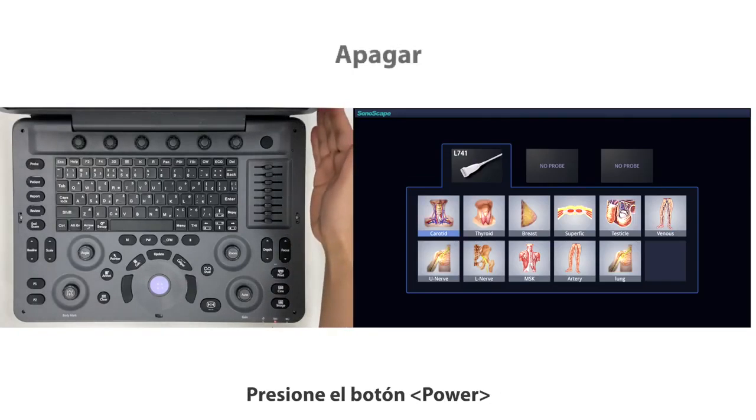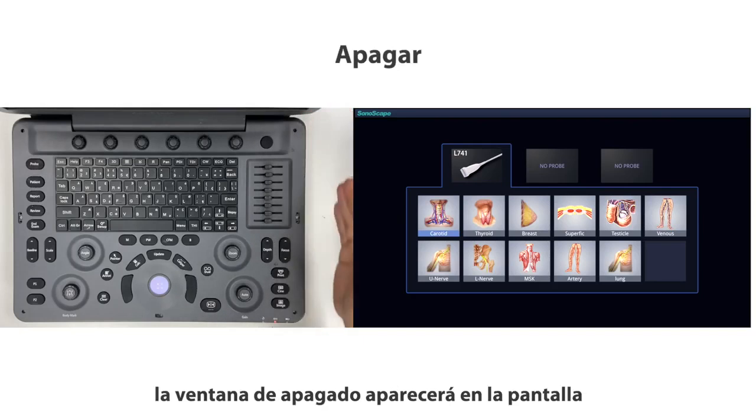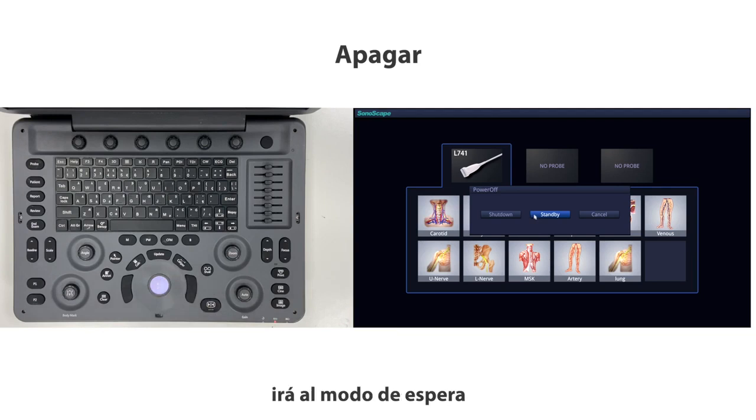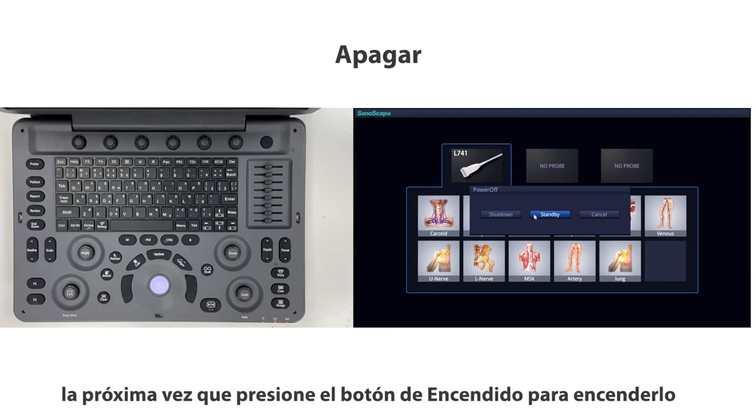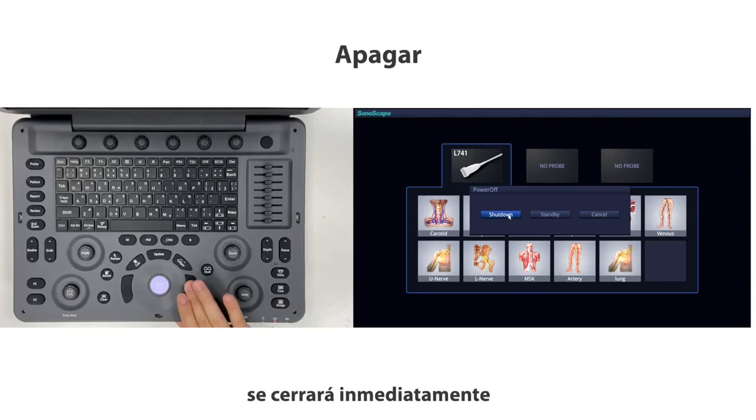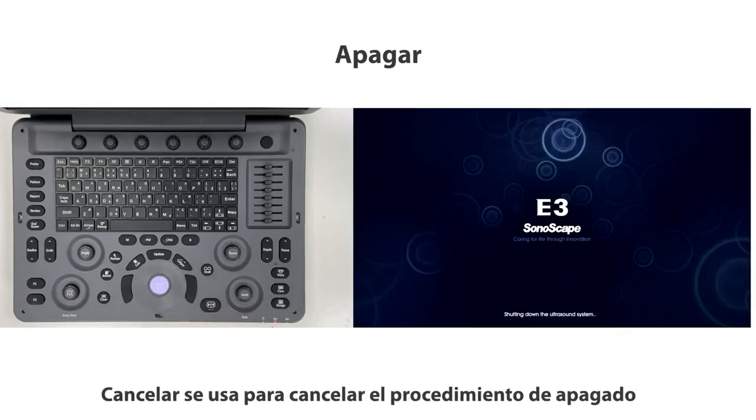Press the Power button, the shutdown window will appear on the screen. Choose Standby, it will go to standby mode and it will boot up in several seconds next time you press the Power button to turn it on. Choose Shutdown, it will shut down immediately. Cancel is used to cancel the shutdown procedure.